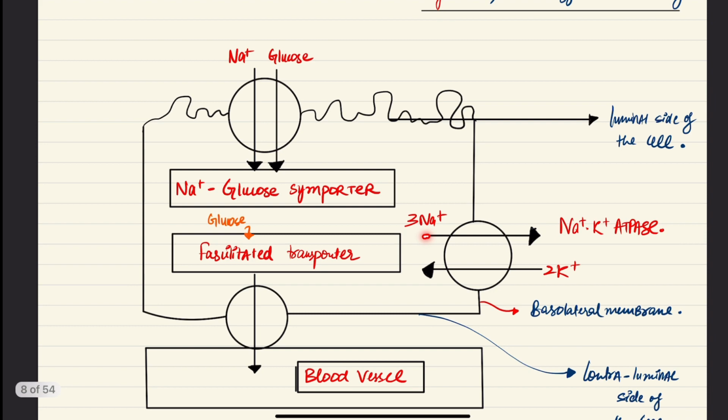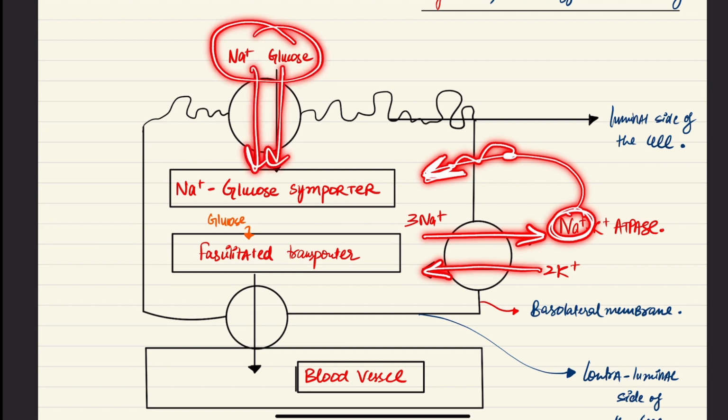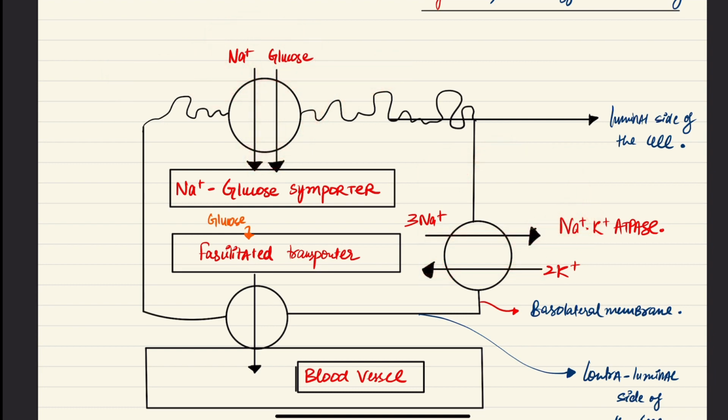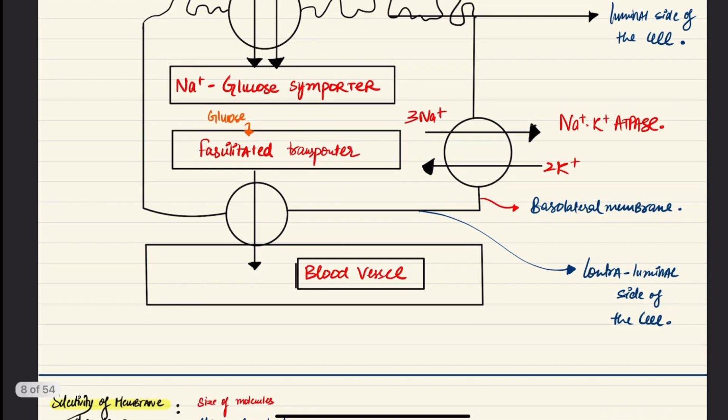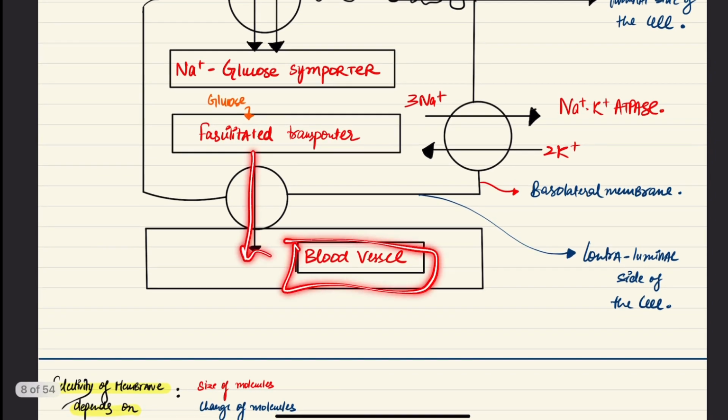See, 3 Na plus moves outside, 2 K plus moves inside, and now this Na plus wants to move inside along the concentration gradient. But when it's coming in, it pulls glucose along with it against the concentration gradient. Glucose is coming against, but sodium is coming along the concentration gradient. So this is an example of secondary active transport, since ATP is not utilized directly as in the case of sodium potassium ATPase. ATP is used indirectly. So this is the sodium glucose importer. Glucose will come in, and by facilitated transport it will reach the blood vessel.